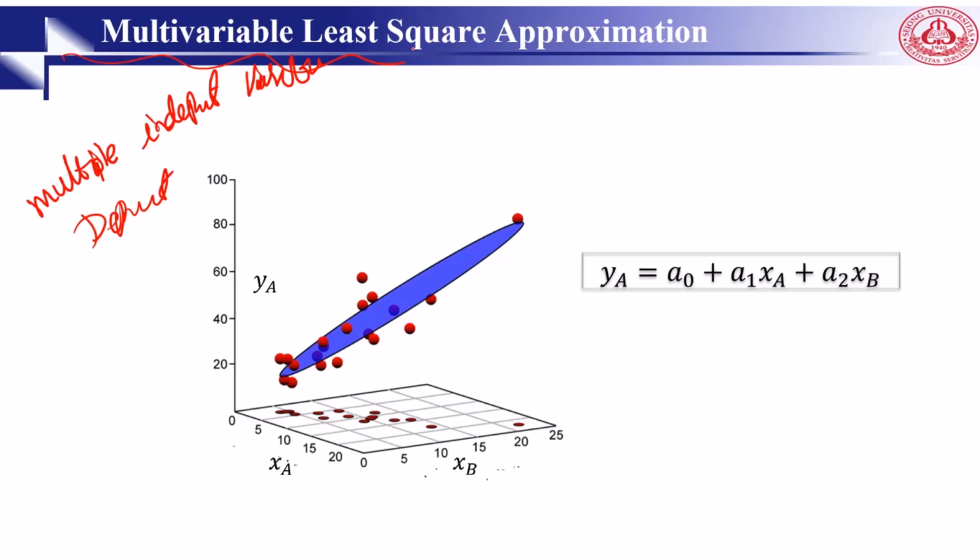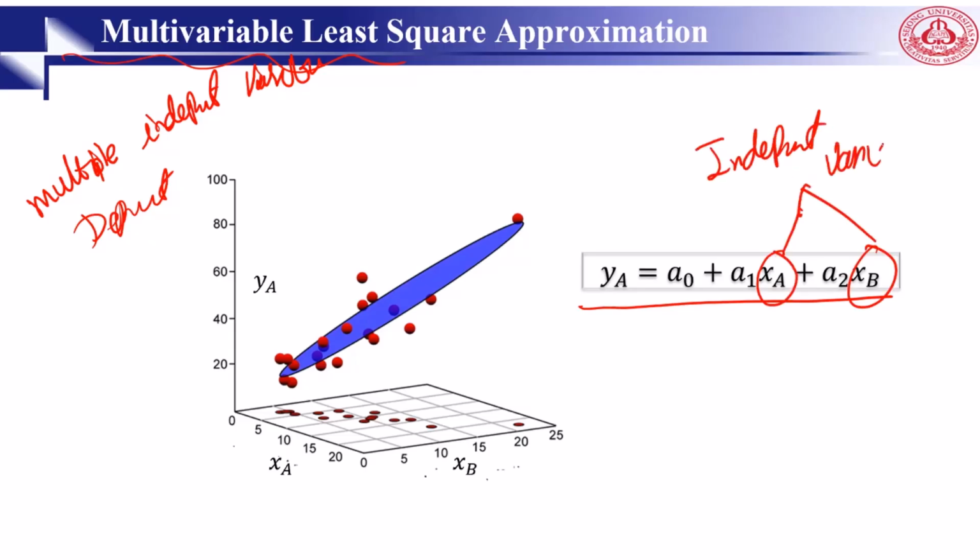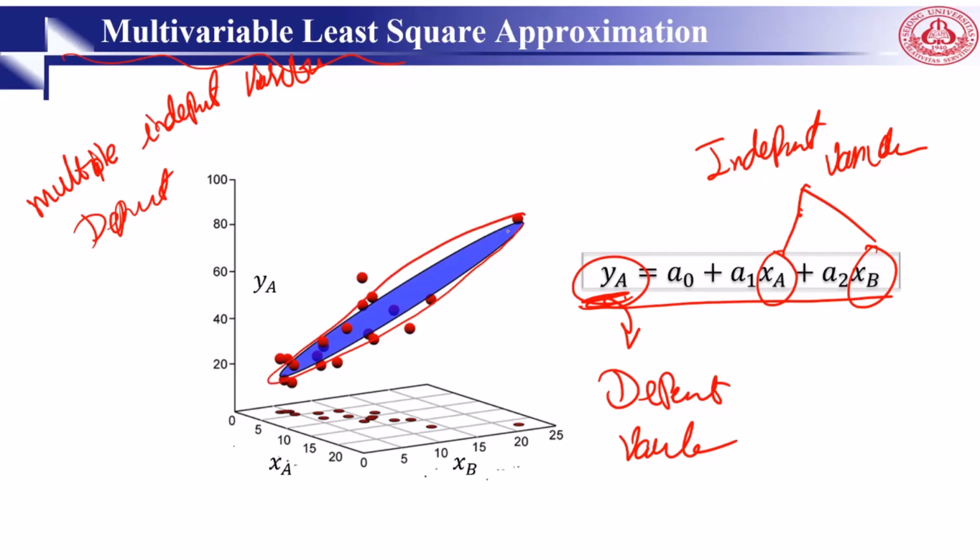This multivariable least square approximation extends the concept of least squares, which minimizes the sum of squared differences between observed and predicted values. As you can see here, we have different independent variables, and this y is our dependent variable. We want to estimate this one best. And as you can see here, this is a plane, not a line. Then we do projection and find out how it works.